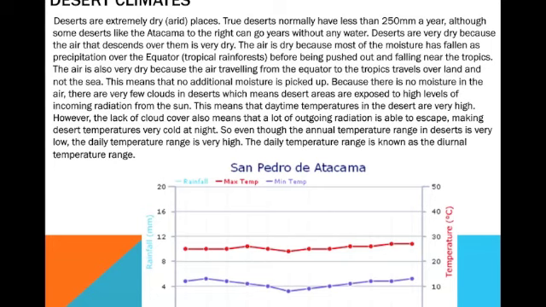So even though the annual temperature range in deserts is very low, the daily temperature range is very, very high because it can go from like 40 degrees Celsius to like 10 degrees Celsius. The daily temperature range is known as the diurnal temperature range. Diurnal is kind of the geographical word for daily.